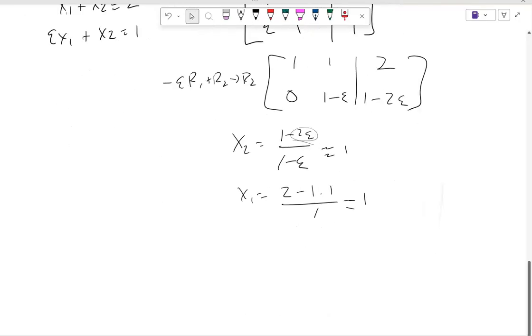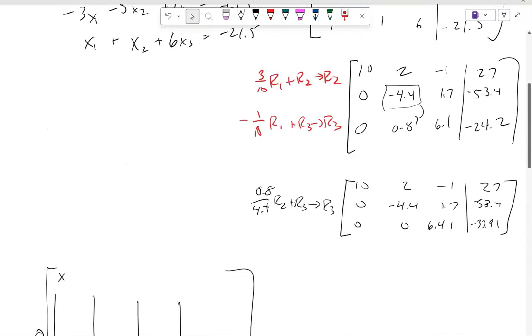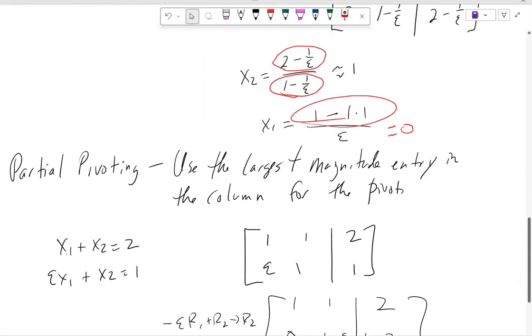So let's see if we can do partial pivoting. Notice that the example that we started with, by the way, was partial pivoting. We didn't say so, but it was partial pivoting because the 10 was the highest magnitude in the first column, and the negative 4.4 was the highest magnitude in the second column. By the way, I should have said this: by magnitude, I mean absolute value. The negative sign doesn't matter in your choice for pivot. Okay? All right. So let's see if we can do one with partial pivoting.